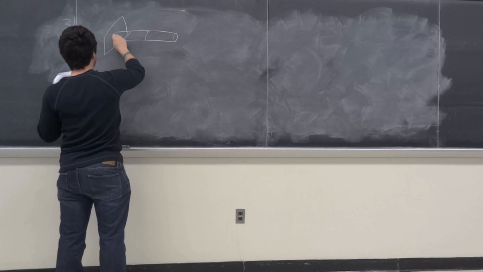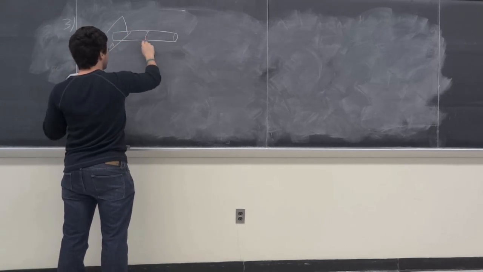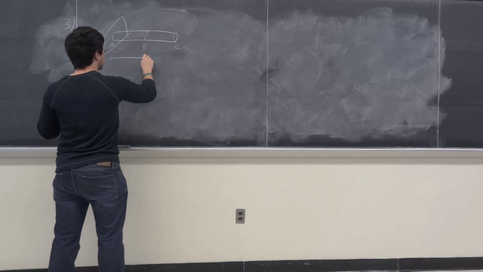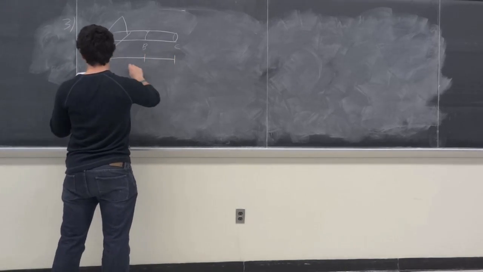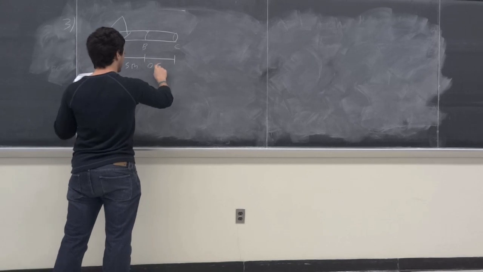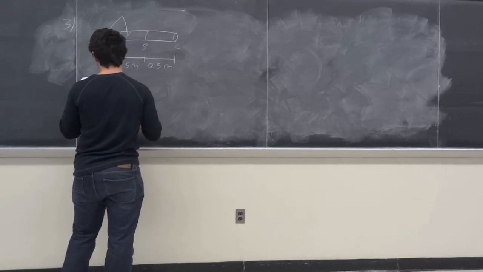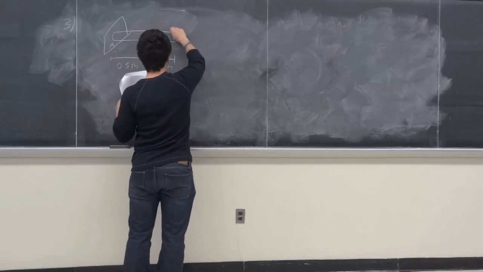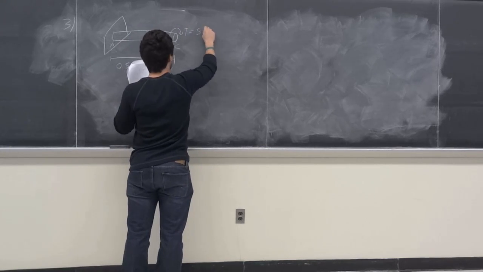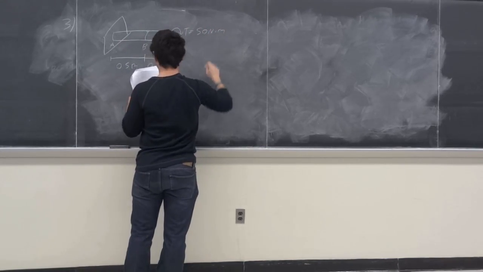Okay, so they give you this. This is A, B, and this is C. They give you this distance from here to here, and this distance from here to here. It's 0.5 meters, 0.5 meters. They give you a torque at the end. I'll just call this T, which is 50 Newton meters, okay?